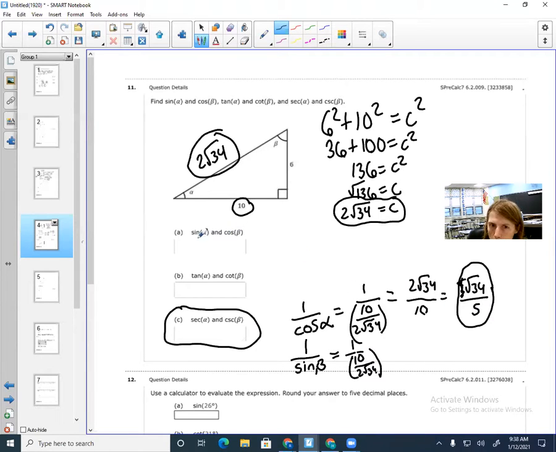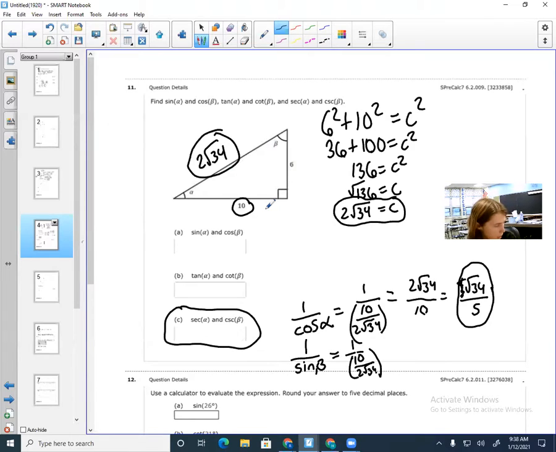This also happens with sine and cosine. It also happens with tangent and cotangent. Notice how they're different angles. Okay, these are different angles. They are complementary angles. That's why it happens.